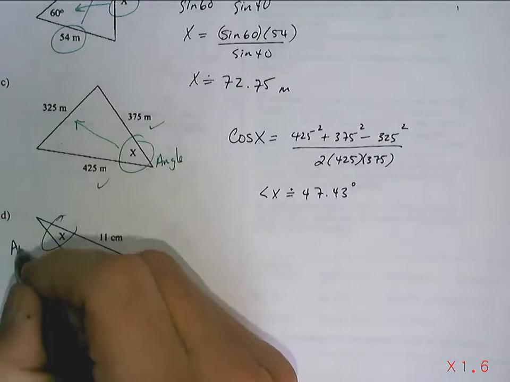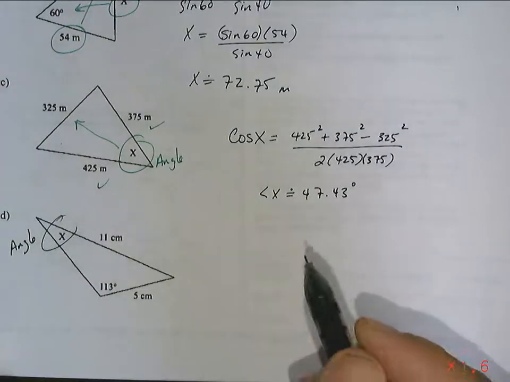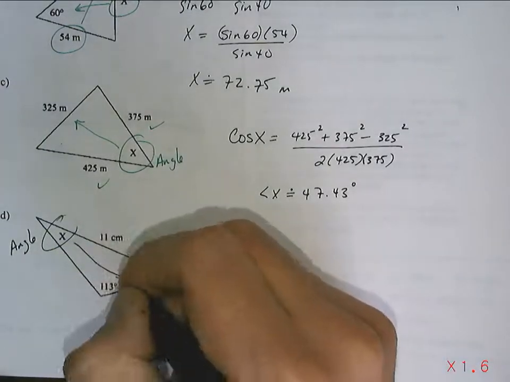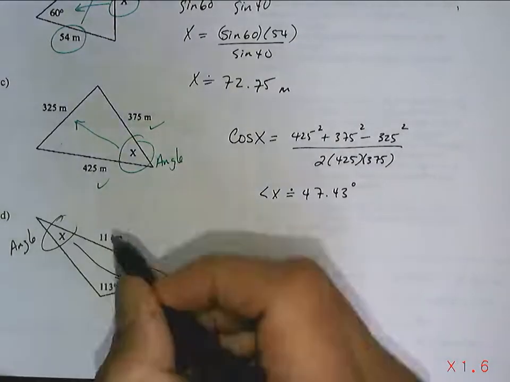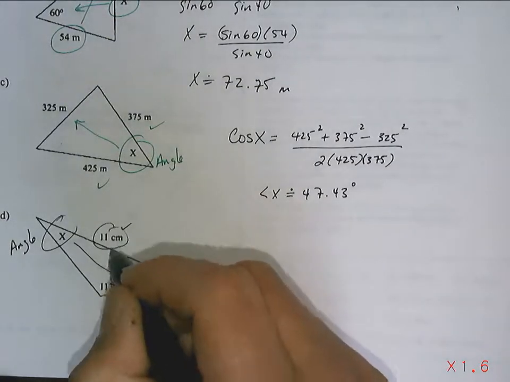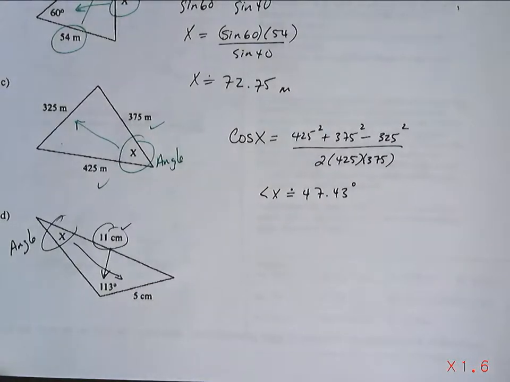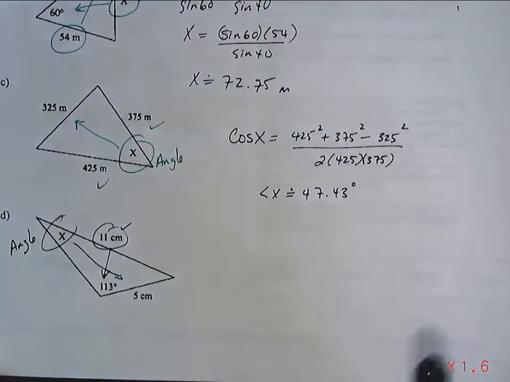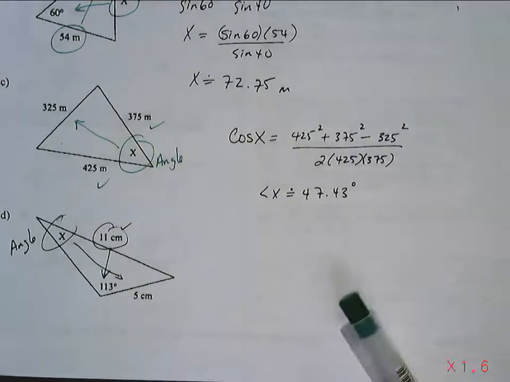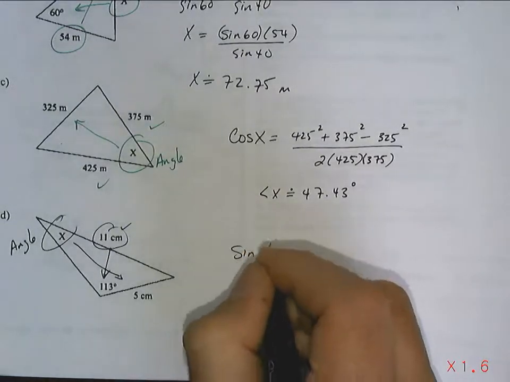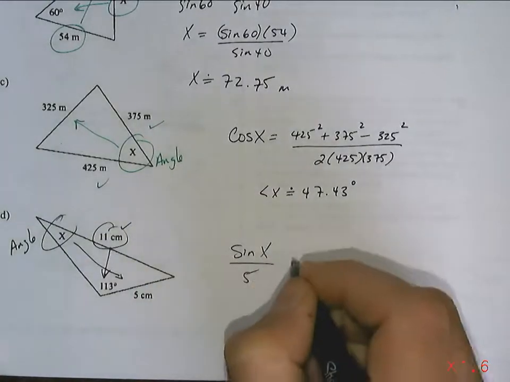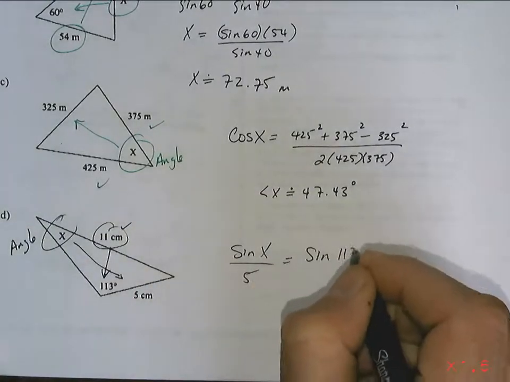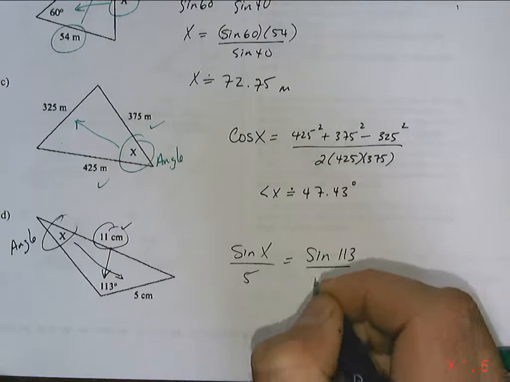Okay, next. Oh my goodness, it's an angle. Do you see that? Yes, it is an angle. Okay, so it's an angle, and there's a side. And then I've got another side and another angle. That's going to be the sine law. But it's a sine law for an angle. So I'm going to do sine of angle x over 5 is going to equal sine of 113 over 11.